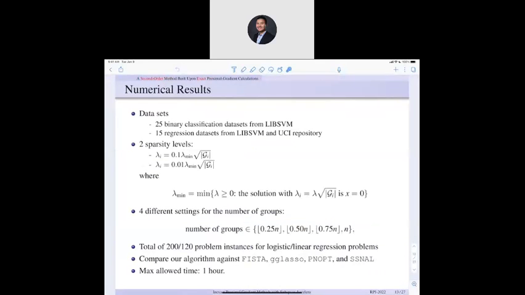Okay, so quickly about numerical results. I'll just say that we did a bunch of testing on fairly standard data, binary classification problems and regression problems from libsvm. We tried multiple sparsity levels. We tried multiple ways of defining the groups. So these are all sort of synthetically created groups.